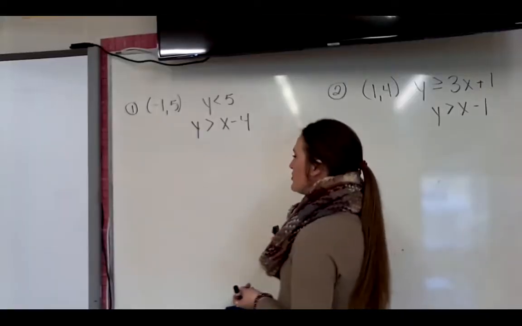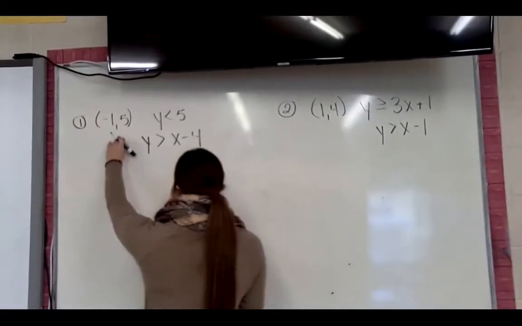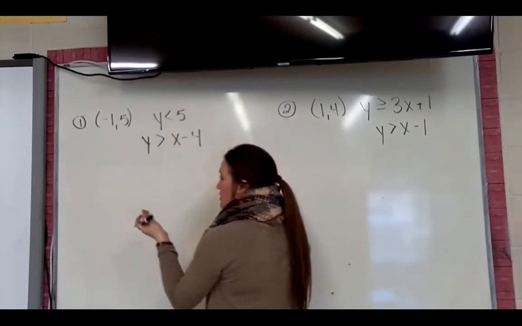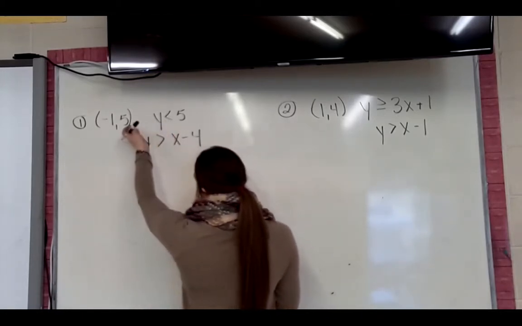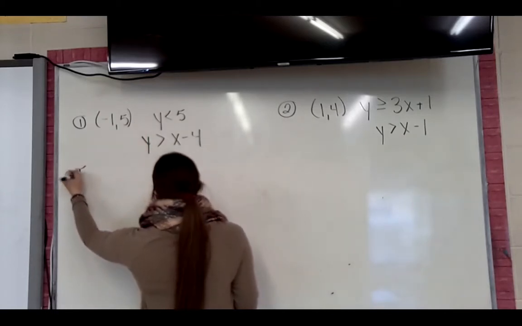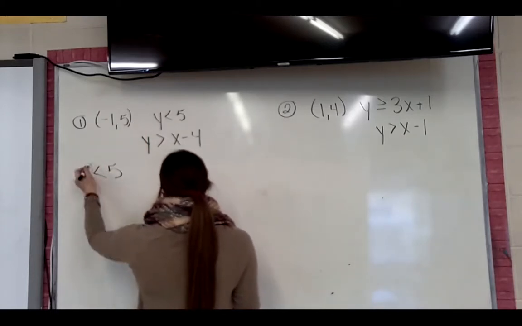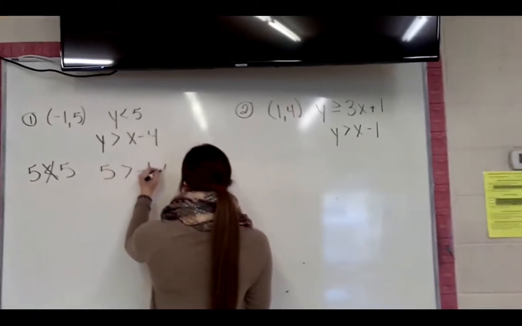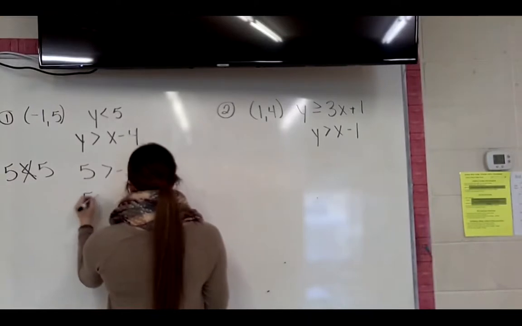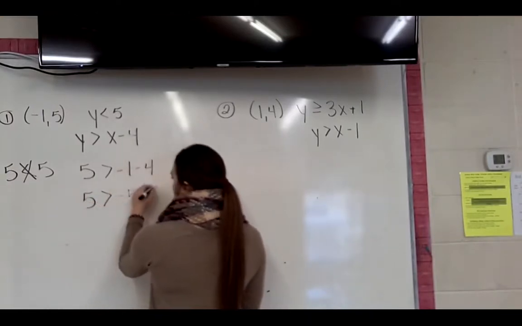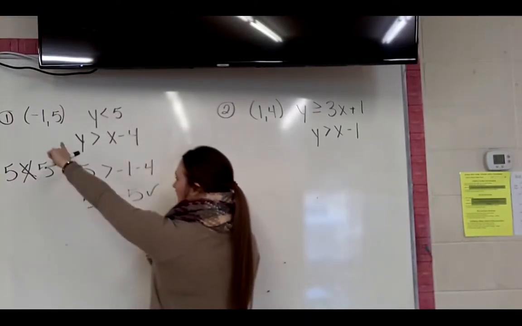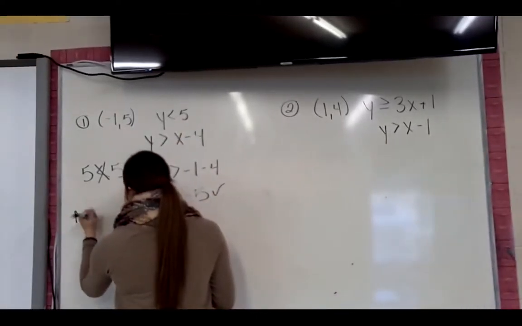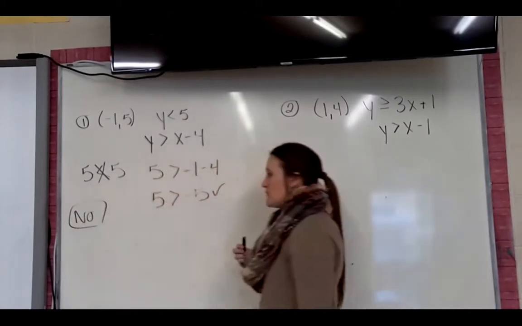Okay, on these examples, we are determining if this point is a solution to this set of inequalities. So we plug it in. On this one, I just need the y. So 5 is less than 5. That is not true. Plug it in on the other. 5 is greater than -1 minus 4. -1 minus 4 is -5, and 5 is greater than that. But because that one was not true, that is not a solution to those inequalities. So I guess no, or not a solution.